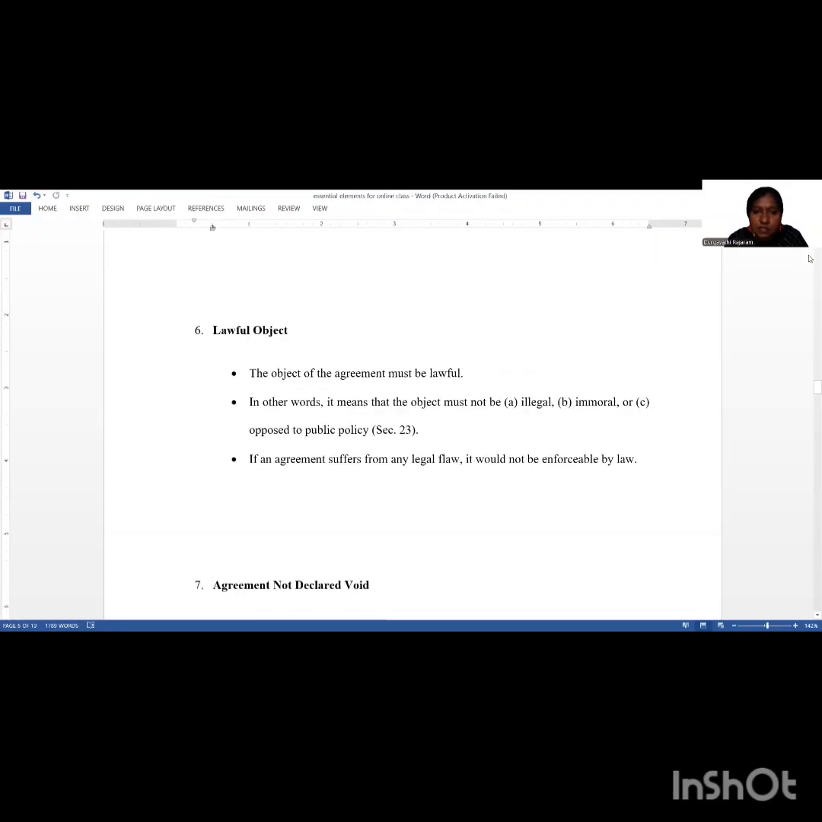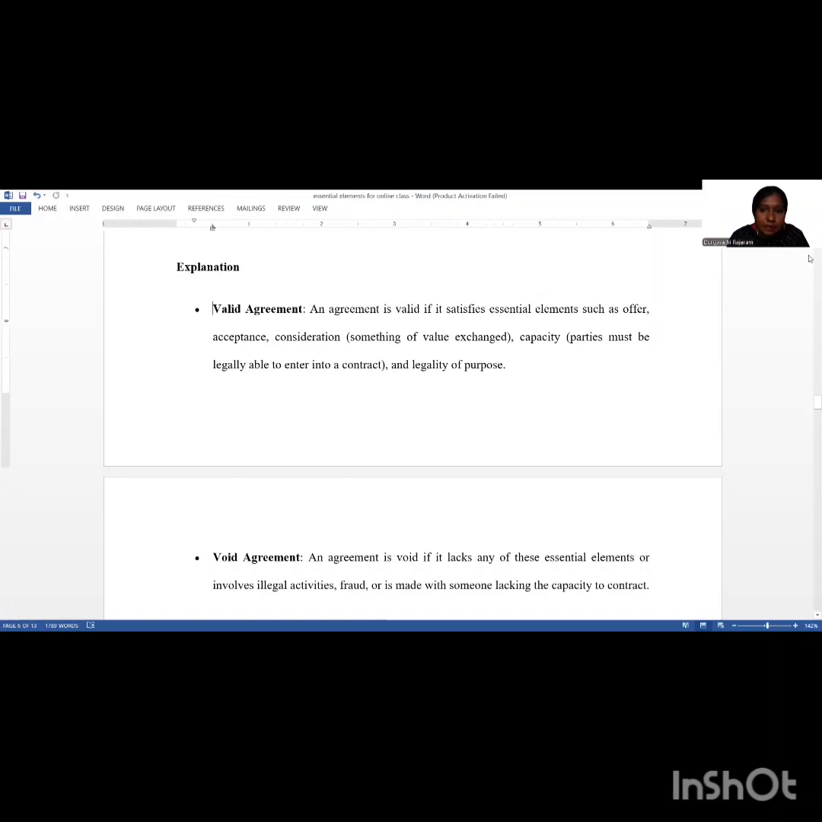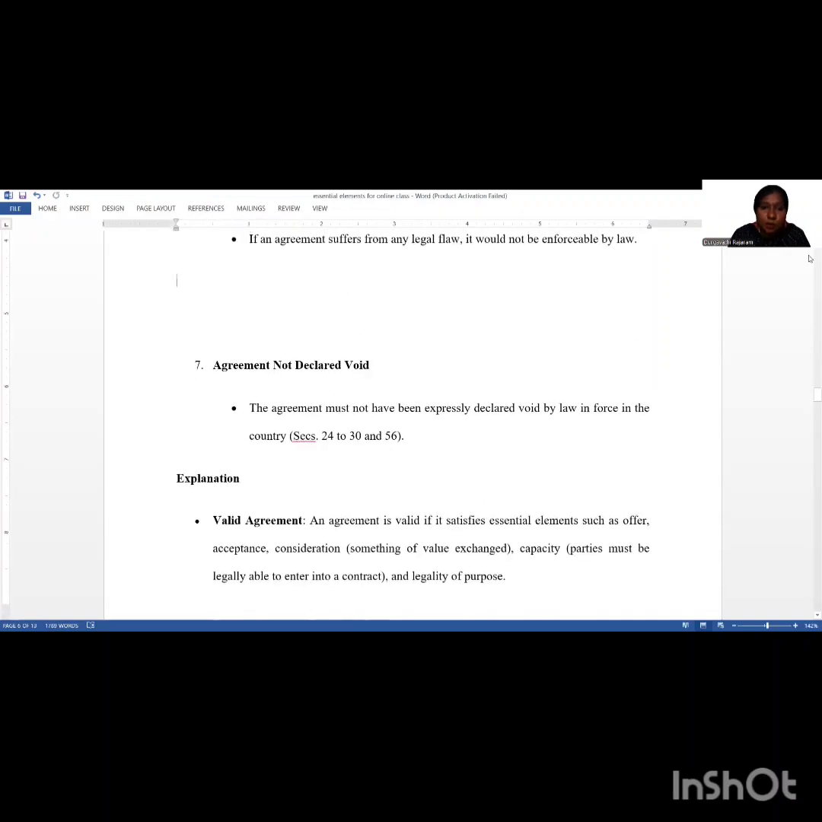The next one is lawful object. The object of an agreement must be lawful and it should not be illegal. Illegal we know, and there should not be any selling of illegal drugs or something. So this is what a lawful object is. And next, agreement not declared void.